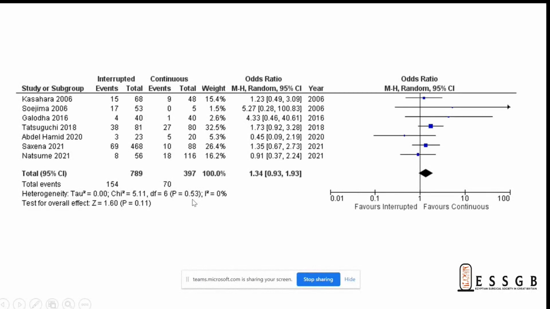The degree of heterogeneity, the last element, is 0. It means that there is very low heterogeneity among the included studies. And this is how you interpret the forest plot.